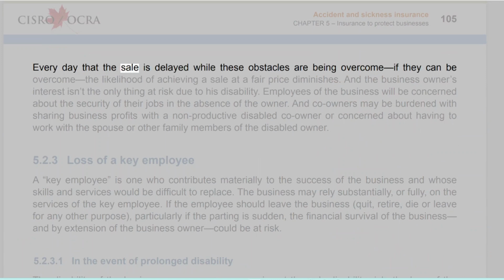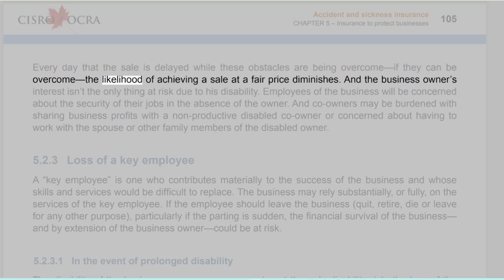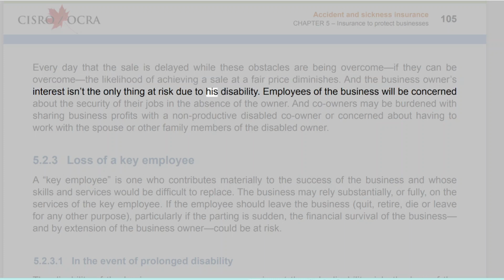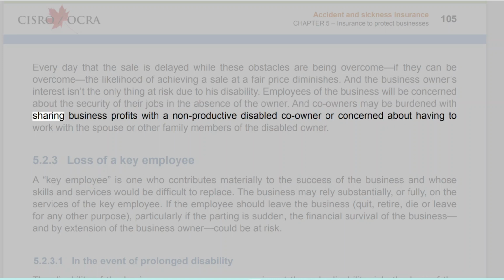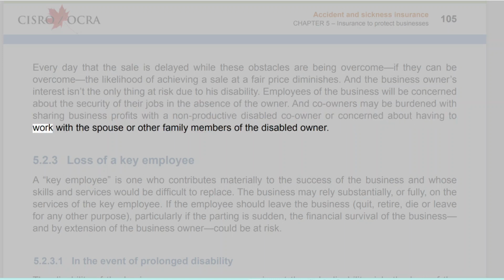Every day that the sale is delayed while these obstacles are being overcome, if they can be overcome, the likelihood of achieving a sale at a fair price diminishes. And the business owner's interest isn't the only thing at risk due to his disability. Employees of the business will be concerned about the security of their jobs in the absence of the owner. And co-owners may be burdened with sharing business profits with a non-productive disabled co-owner or concerned about having to work with the spouse or other family members of the disabled owner.